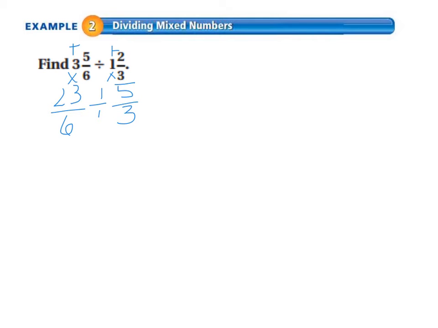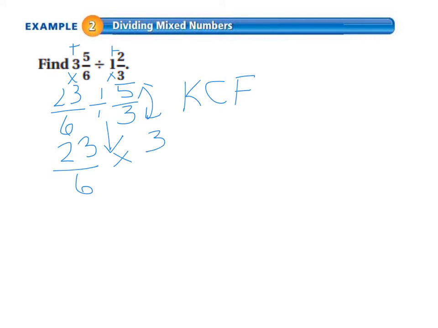I'm ready now with improper fractions to do my keep it, change it, flip it. Keep the 23/6, change the division to multiplication, flip the 5/3 into 3/5, that would be the reciprocal. My next step is to look for any common factors. I see a 3 here and a 6 here. Those both have factors of 3 in them. 3 divided by 3 is 1. 6 divided by 3 is 2. 5 and 23 do not have any common factors, so I'm going to go ahead and multiply my numerators now.